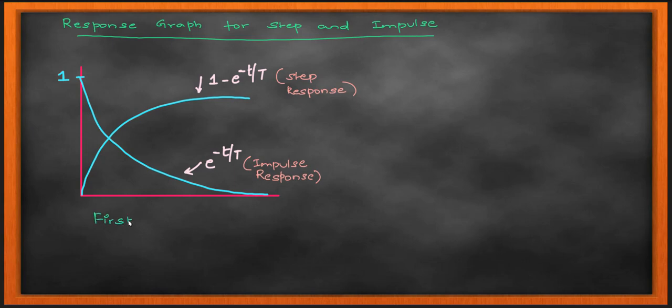So if the question is for drawing the graph, just draw the graph, and your graphs for this are going to look like an increasing exponential and a decreasing exponential. Just put some values of t and you can easily come up with this shape.